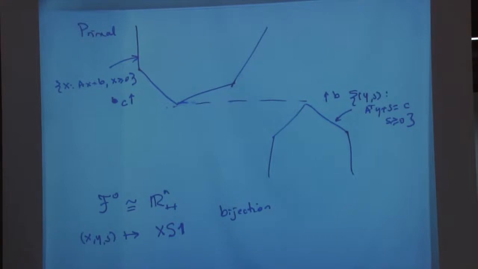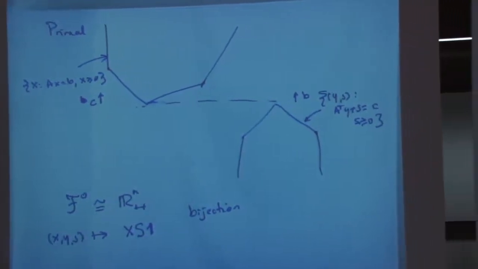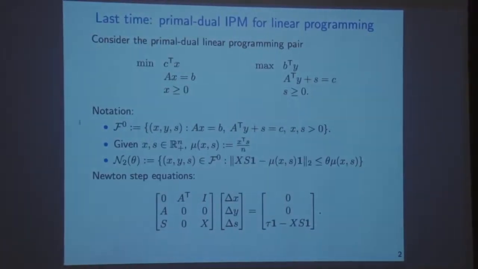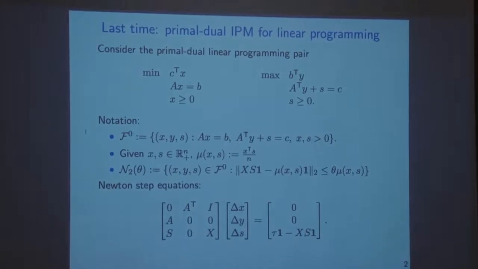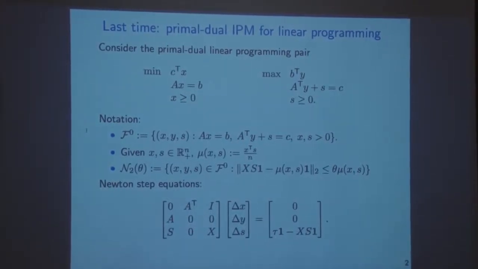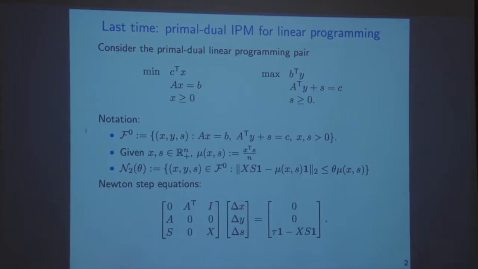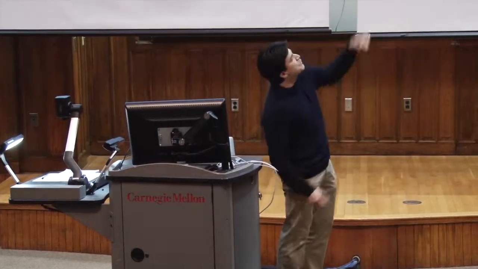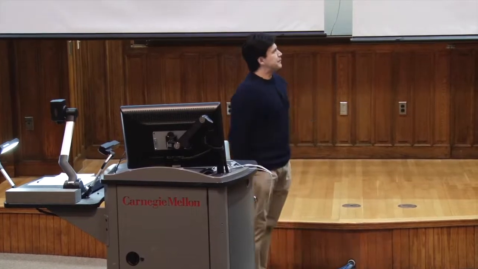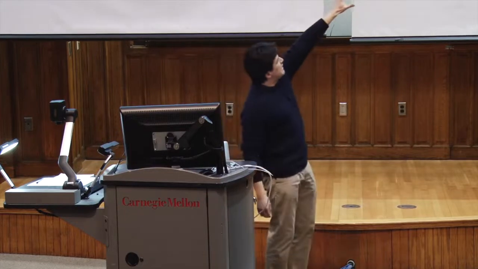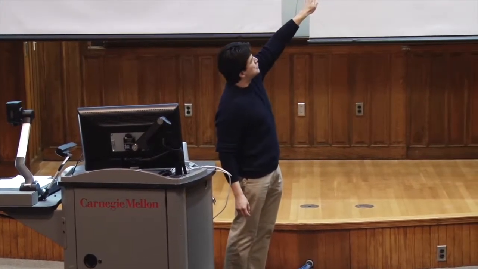Then we had that for x and s positive, mu is essentially some measure of the duality gap. So mu of xs is the dot product of x and s divided by n. If you have primal feasible and dual feasible points, the difference in the objective functions is x transpose s. Mu gives you an idea of how far you are from optimality, the duality gap. Finally, the two-neighborhood is defined like that.